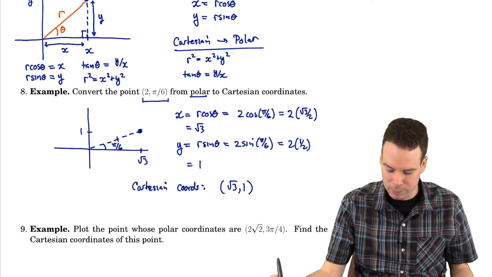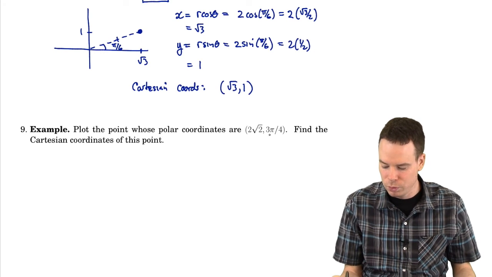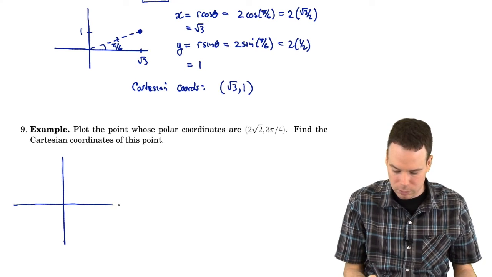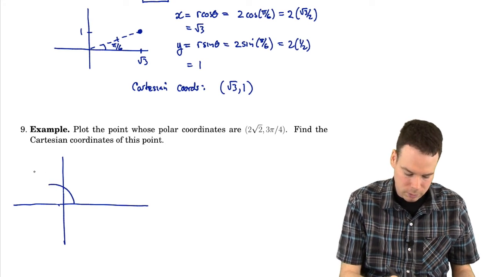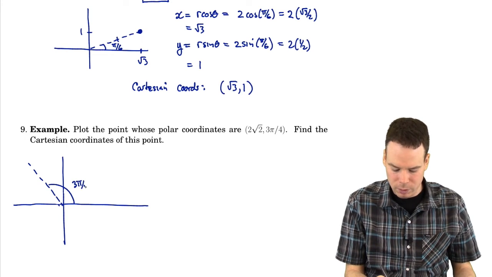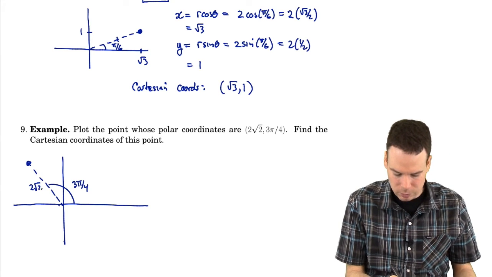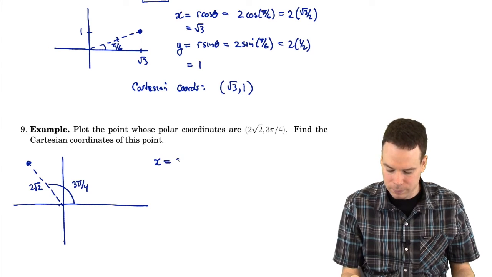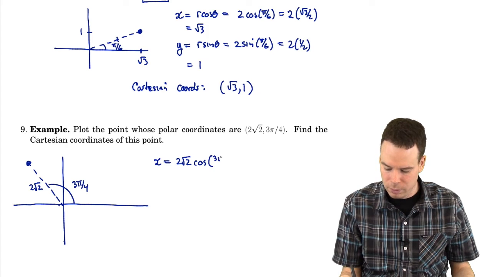Let's look at another example. Plot the point whose polar coordinates are (2 root 2, 3 pi by 4). So 2 root 2, 3 pi by 4. 3 pi by 4 is right around here. That's 3 pi by 4. And we're 2 root 2 units along, so that distance there is 2 root 2. What are the Cartesian coordinates? Well, x is r, 2 root 2, times cosine of the angle, 3 pi by 4.